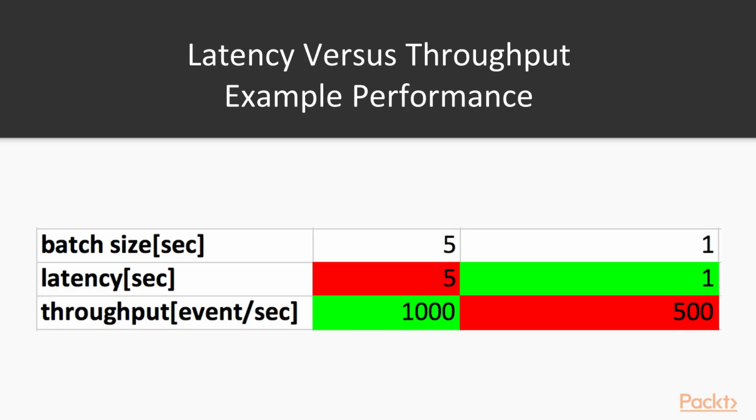So let's look at how it behaves when we compare latency versus throughput. If we have a batch size of 5 seconds, latency will be at least 5 seconds and throughput will be 1000 elements, let's say. But if we decrease the batch size to 1 second, then latency will be at least 1 second, so it is better for low latency systems, but throughput will be lower. So we will not be able to process as many events in the same time period.